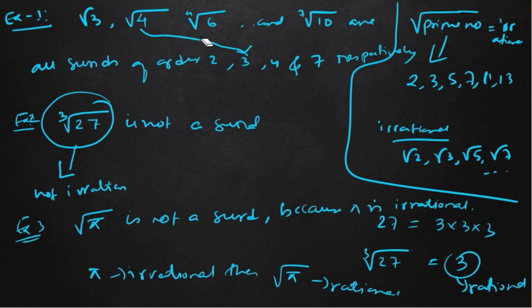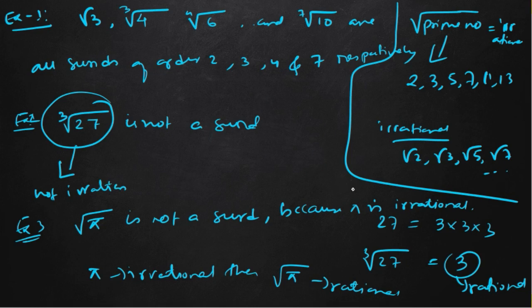Fine. So similarly, the 4th root of 6 is also a surd and its order will be 4 because 4 is written here. Similarly, the 7th root of 10 is also a surd and its order will be 7. Okay, but you can see in example number 2, the cube root of 27 is not a surd.